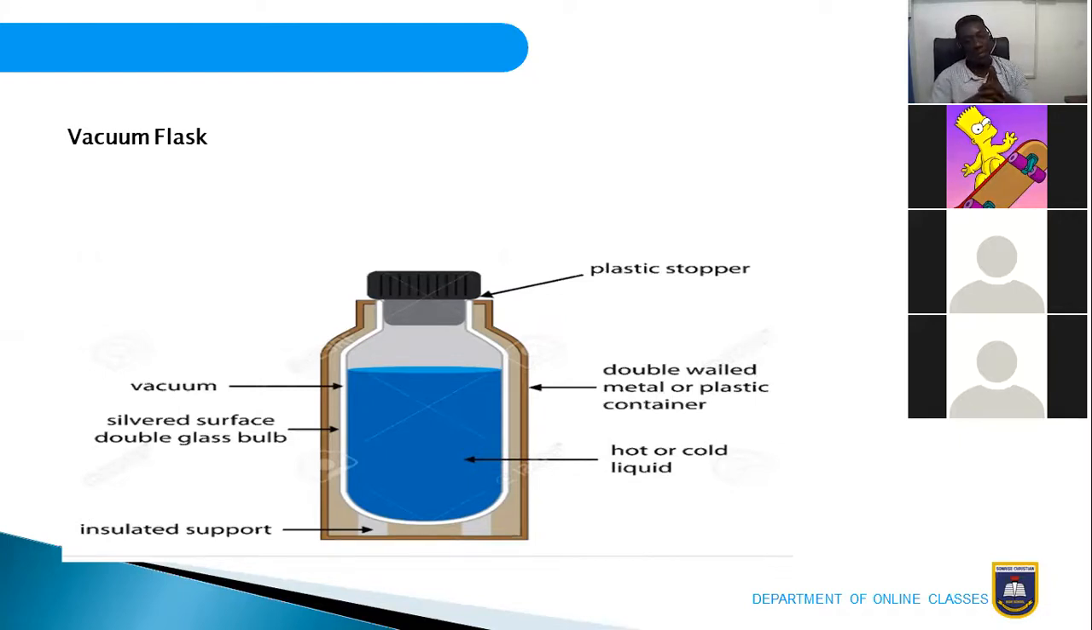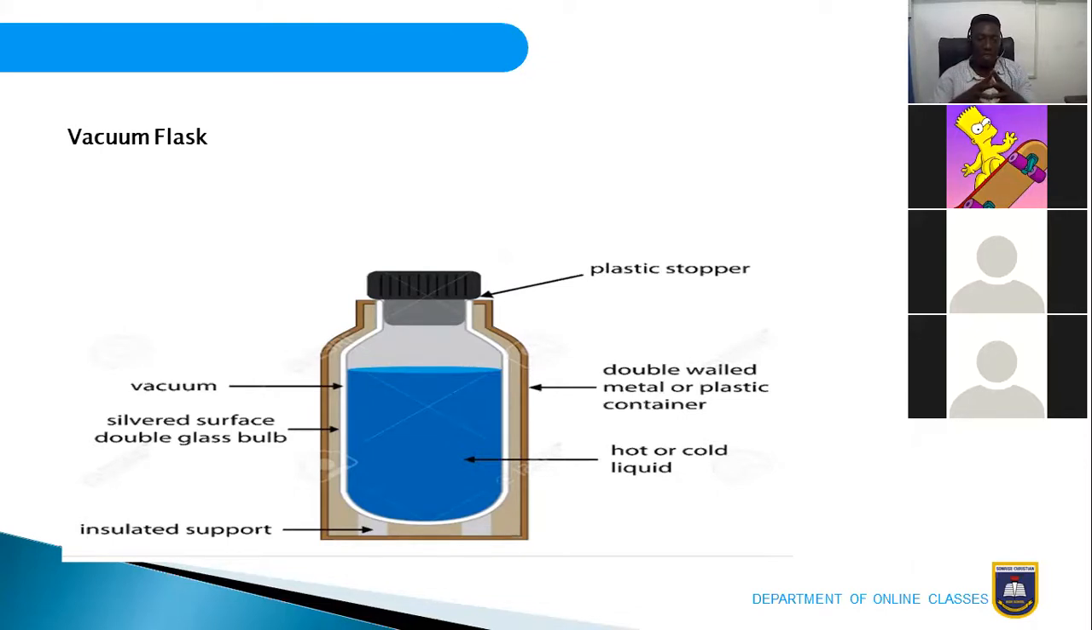So as you can see in the diagram over there, we have the plastic stopper. There is a reason for it over there. We have the double walled metal or plastic container. There is a reason for it over there. So all the parts you are seeing on your screen on this vacuum flask, they all have their importance. They are not just there.